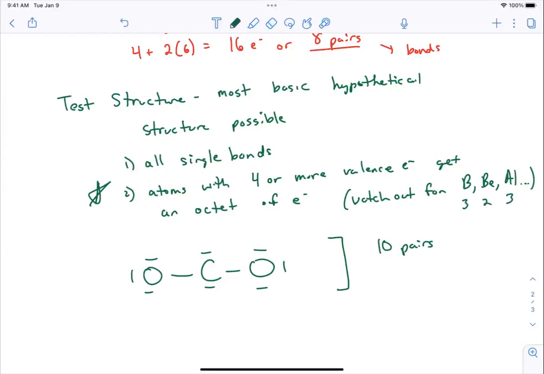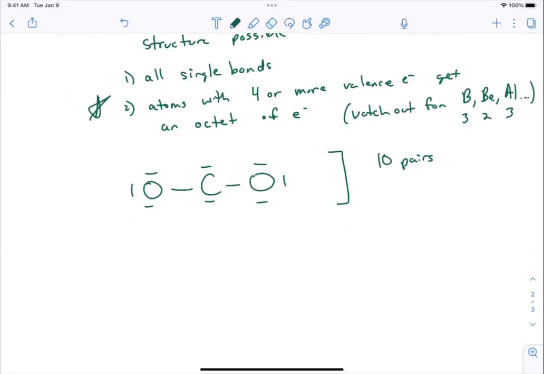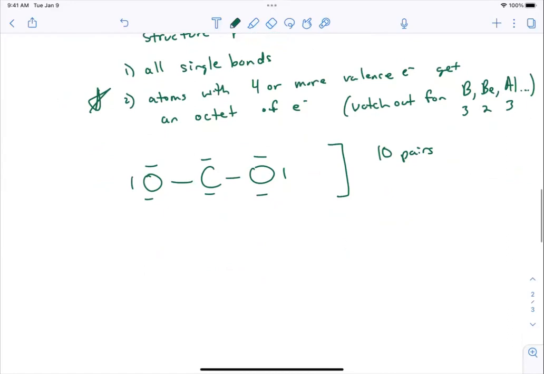So you have 3 situations here. When you do your test structure, you're going to have 3 scenarios. One scenario is that your test structure, test pairs, equals your math pairs. If that's true, you're done. You don't have to do anything else. Everything worked out, you're fine. Leave it alone.